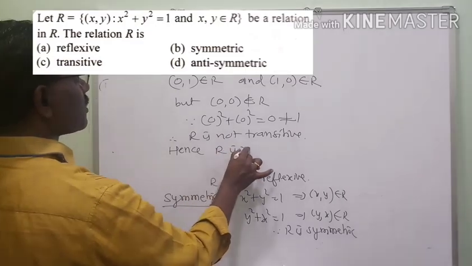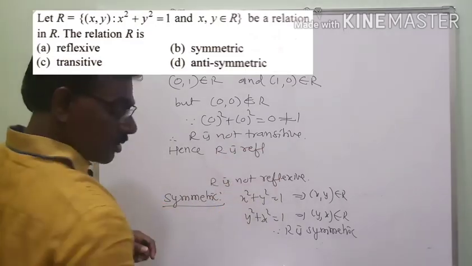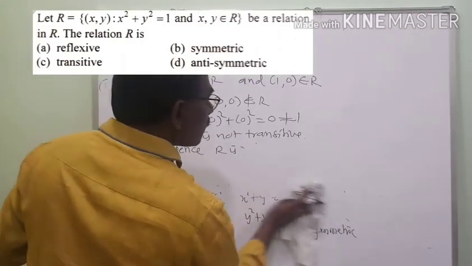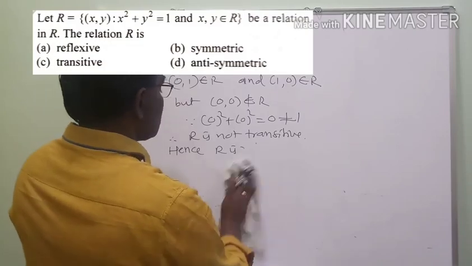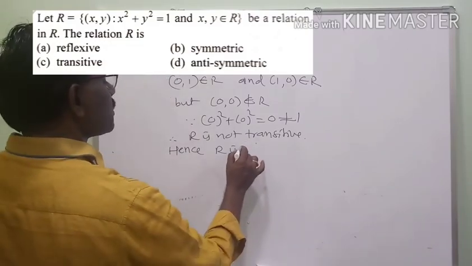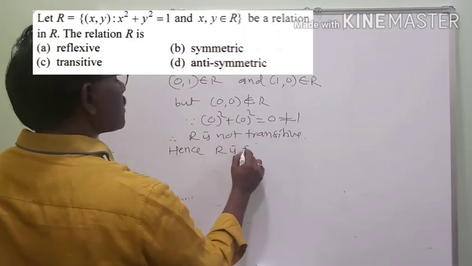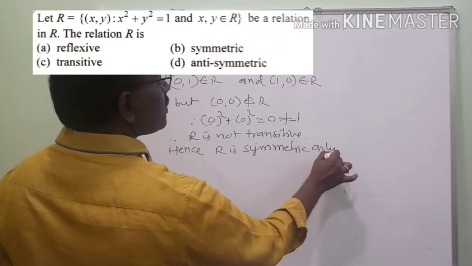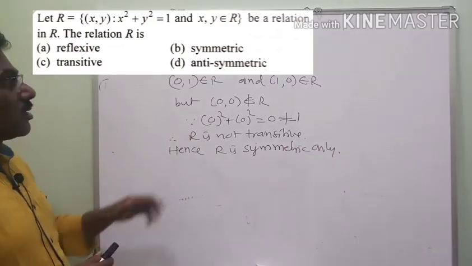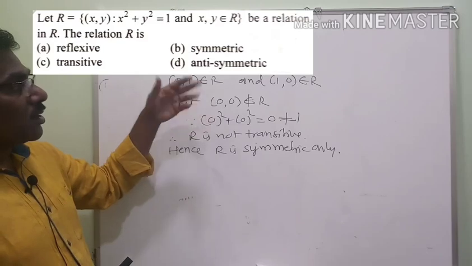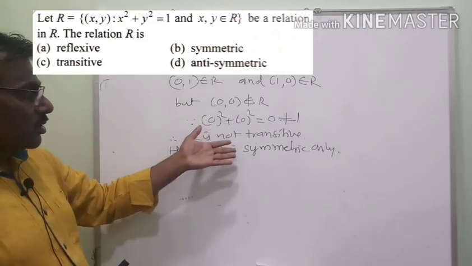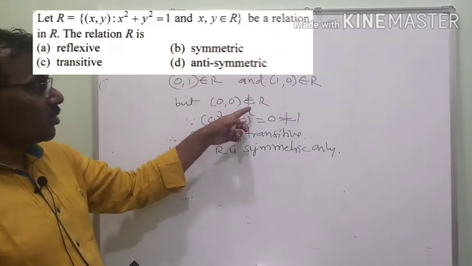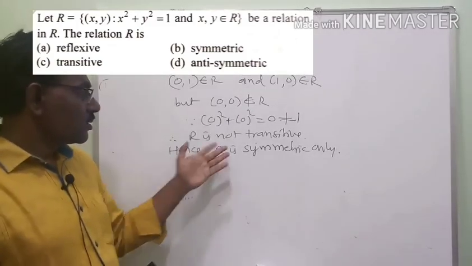Hence, what is the final answer? R is symmetric only. So finally, it is not reflexive, and it is not transitive, because (0,1) and (1,0) belong to R, but (0,0) does not belong to R.